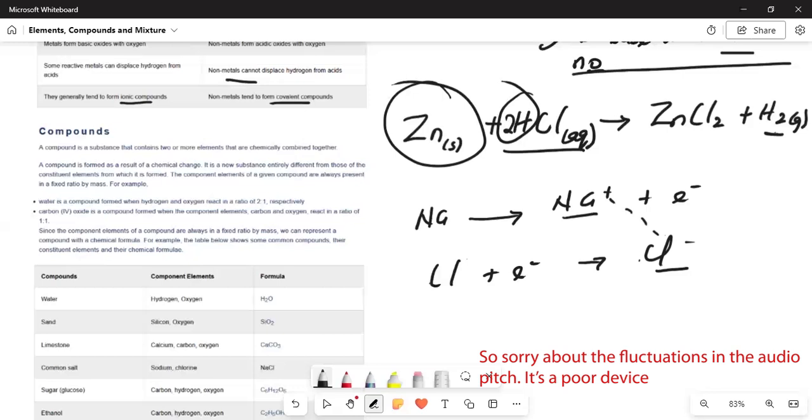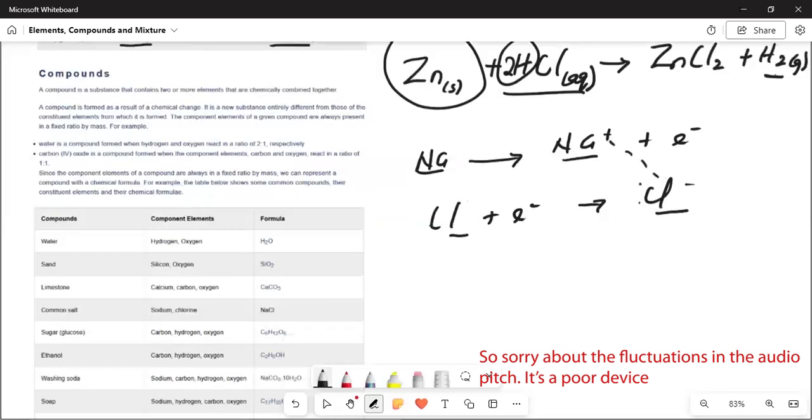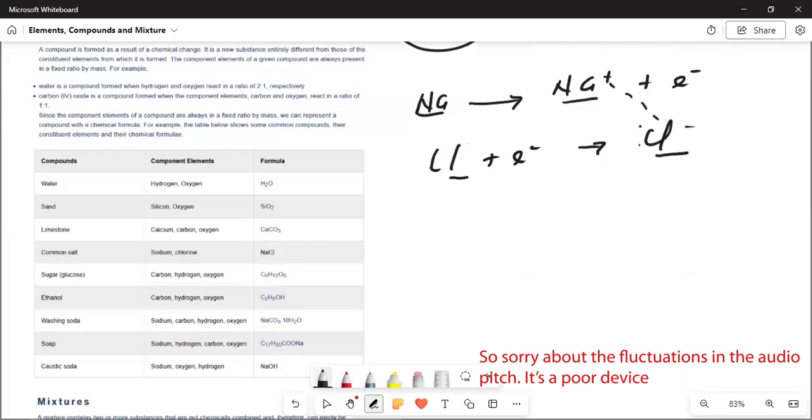Covalent bond, on the other hand, covalent compound, is electron sharing. In that case, there's no transfer. This one here, between sodium and chlorine, there's a total transfer, producing ions. The force of attraction between the positive and negative ion forms a bond called ionic bond. For covalent, there is a sharing of electrons.